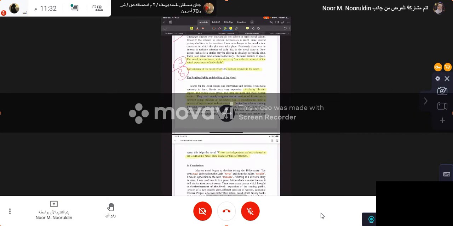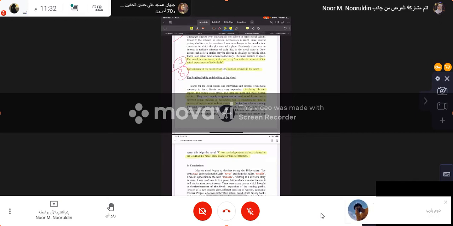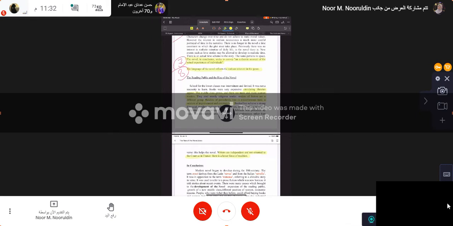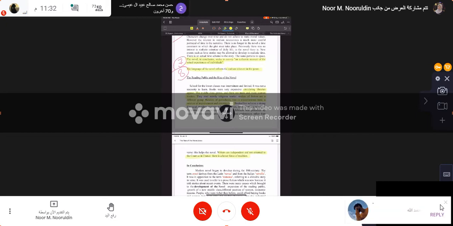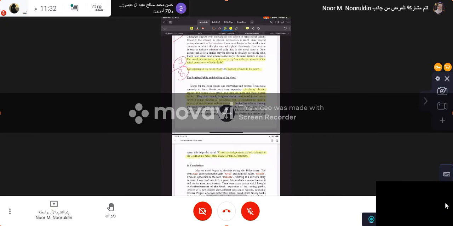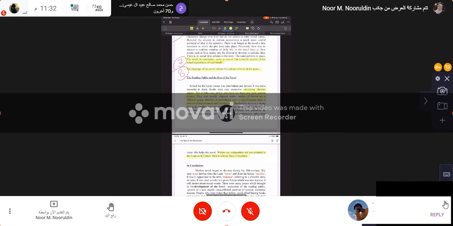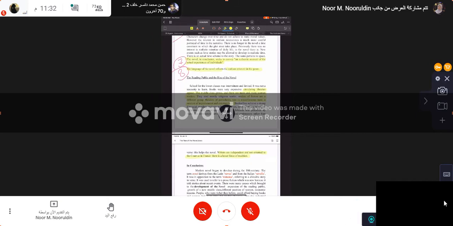So, as the title includes, or the topic may say, reading public and rise of the novel. The reading public, one of the main reasons behind the rise of the novel, or the spread of the novel actually, because now we have so many readers, and I tried to highlight the important lines there.